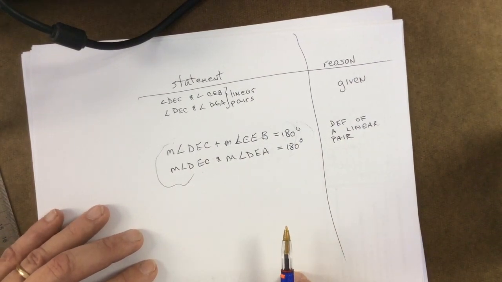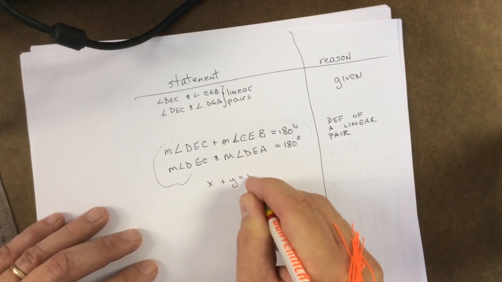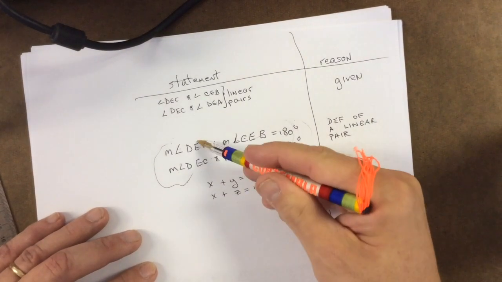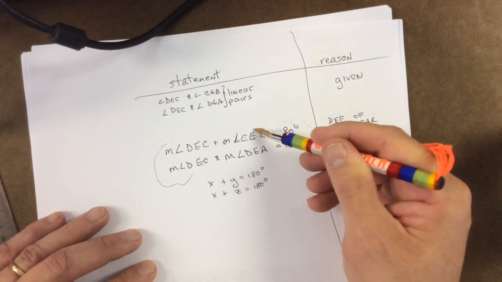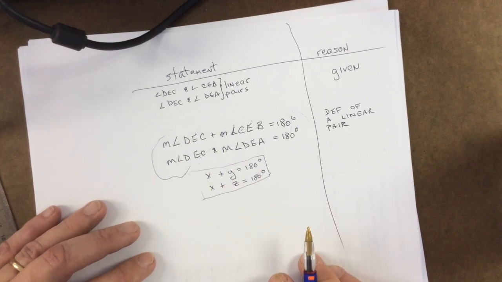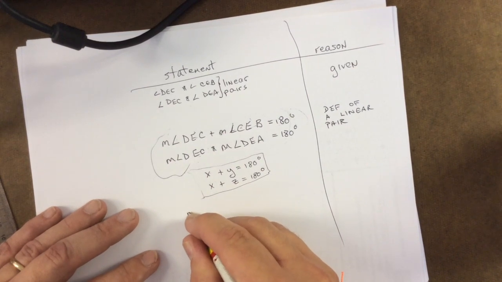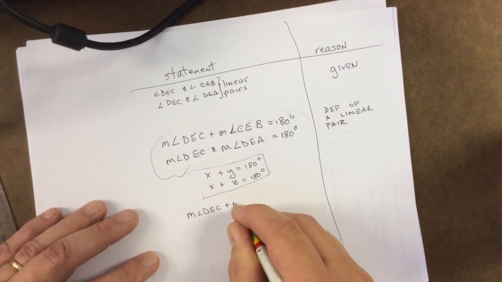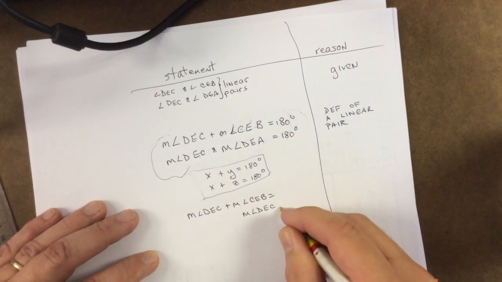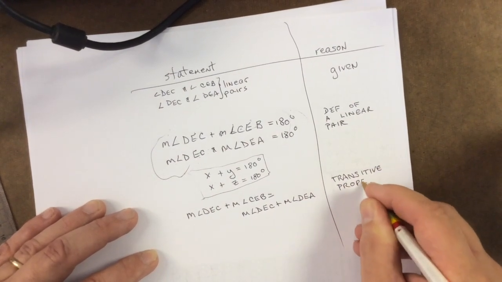What can you do? Well, here's something that should jump out at you right away. If I have x plus y is equal to 180 degrees and x plus z is equal to 180 degrees, which is what I have here, because this is x, it's the same number, and these are two different numbers, y and z. What can I do to this? The transitive property says that the measure of angle DEC plus the measure of angle CEB has to be equal to the measure of angle DEC plus the measure of angle DEA. That's the transitive property. If two things are equal to the same thing, they are equal to each other.